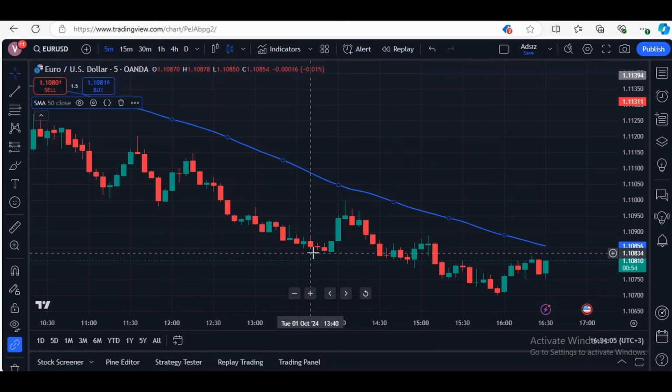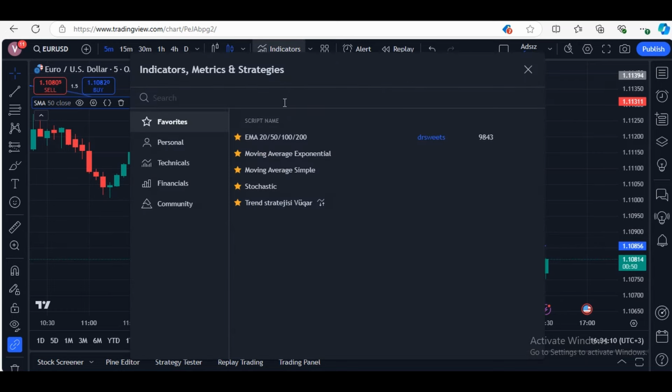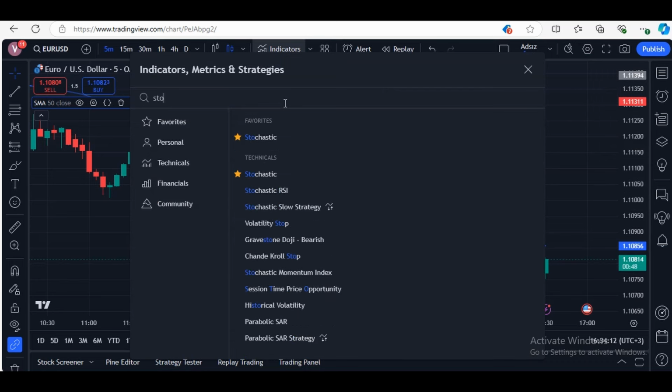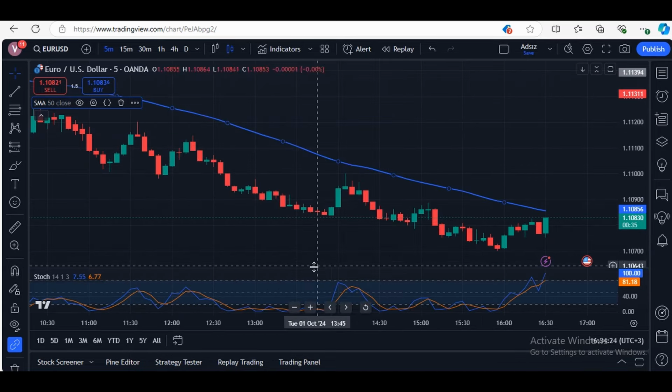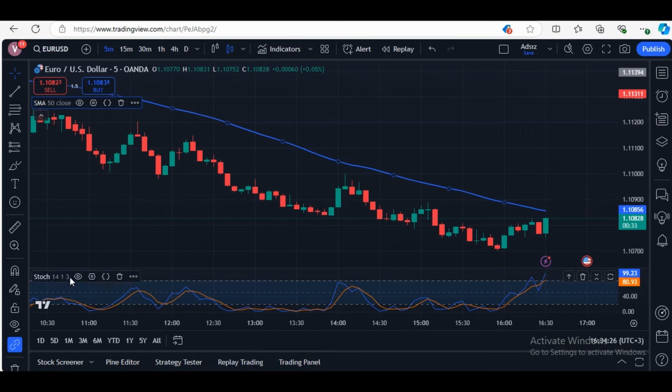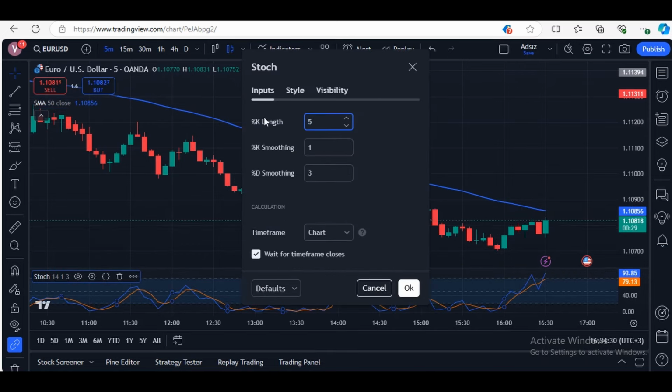Our second indicator, stochastic. Now let's add our second indicator. We click on the indicators section again, and this time we write stochastic. When we click on it, the indicator is added to our chart. We set the stochastic indicator like the SMA. In the input section, let's set the values as 5, 3, 3. Then in the style section, let's change the upper level to 70 and the lower level to 30.